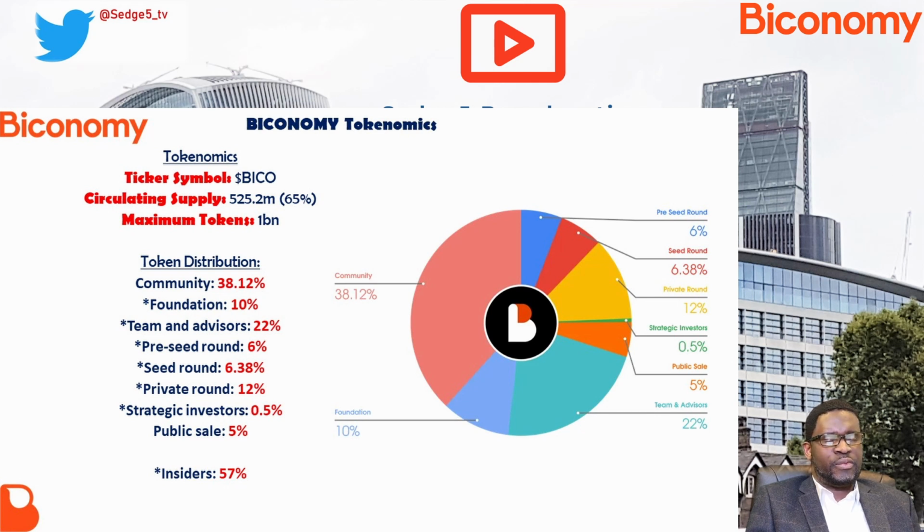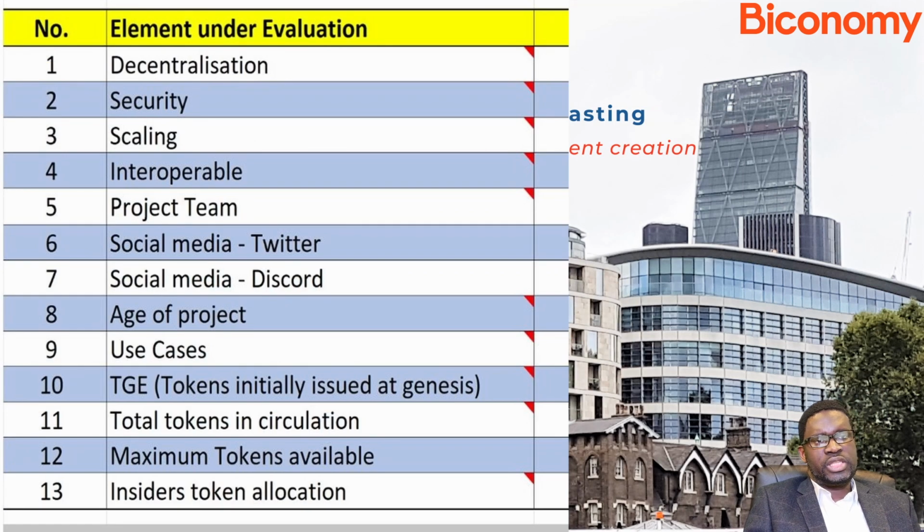Therefore, it was worthy of us performing this DYOR risk evaluation to assess the level of risk associated with investing into Biconomy and the BICO token. So as part of our DYOR risk evaluation, we are going to apply the following 13 elements based on the review we just gave on Biconomy. A rundown of the 13 elements is as follows. You've got decentralization, security, scaling, interoperability, project team, social media presence via Twitter, as well as social media presence via Discord. We then look at the age of the project, the use cases, tokens issued at project launch, tokens in circulation at the point at which this video has been recorded, maximum tokens available, and finally, insider token allocation. Those are the 13 elements.